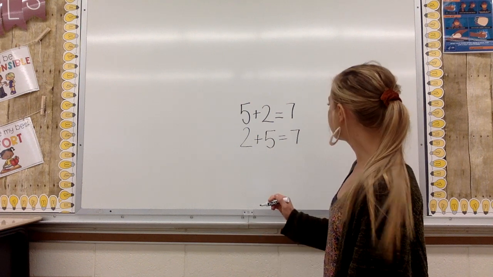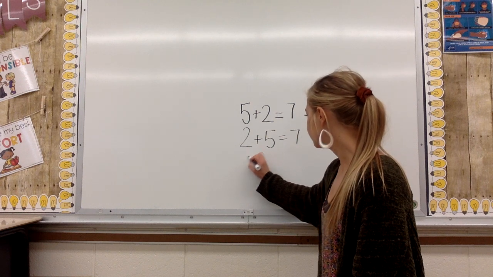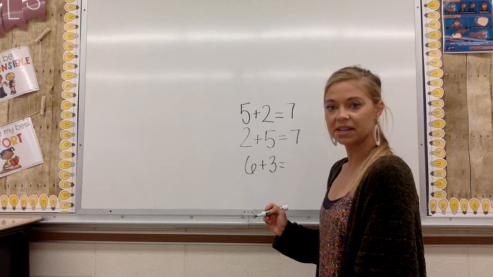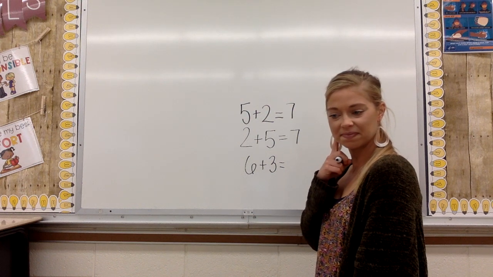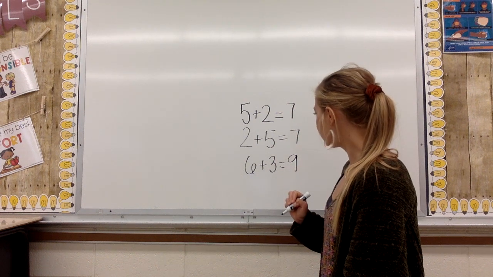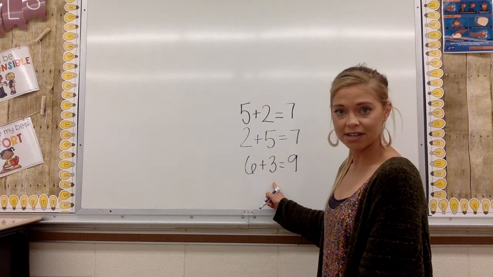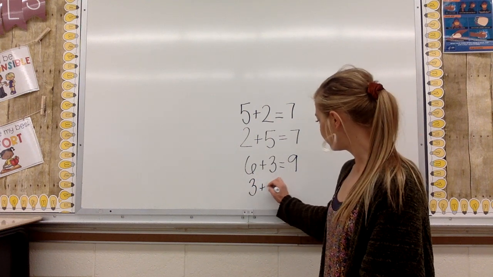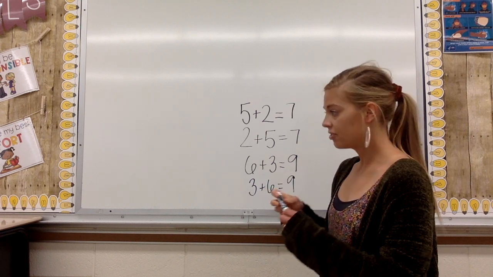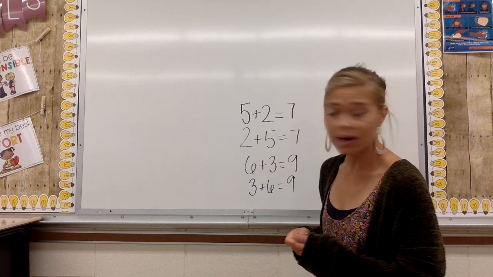Okay? So another example is if we had, let's say, 6 plus 3. Take a moment to figure out what 6 plus 3 is. That's 9. And then the commutative property of addition tells us that if you flip-flop these numbers, it will still be the same. So 3 plus 6, and the sum is still 9. Now remember, the sum of a problem is the answer to an addition problem, okay?